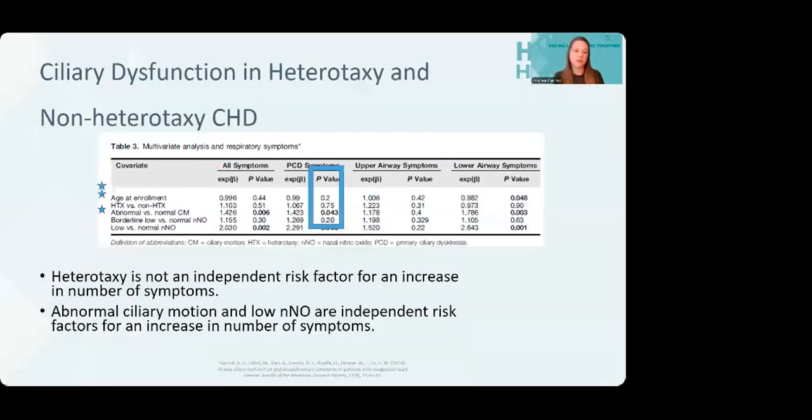We then did further data analysis, also looking at symptoms, and interestingly found that heterotaxy was not an independent risk factor for the increased number of symptoms. The thing that was associated with your symptoms was the abnormal motility and a lower nasal nitric oxide level. But as we mentioned, in general, more of those patients happen to have heterotaxy.